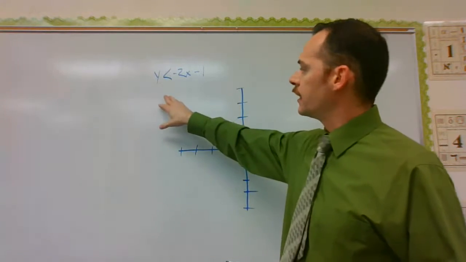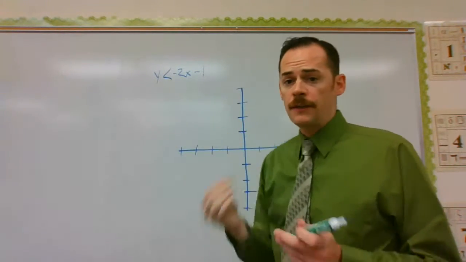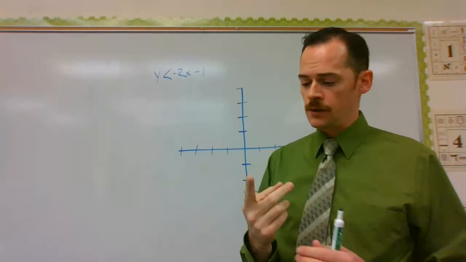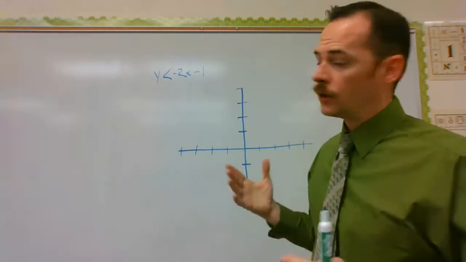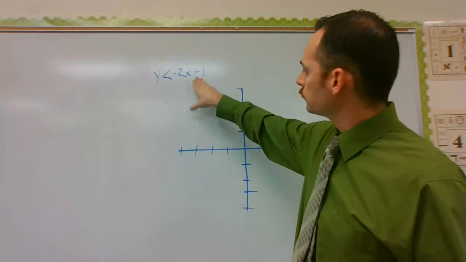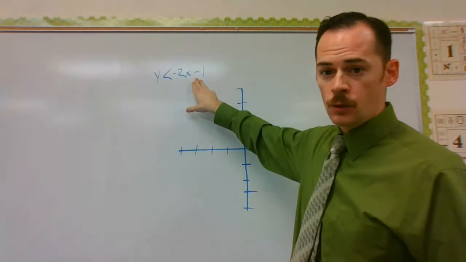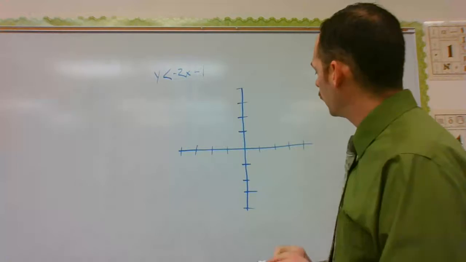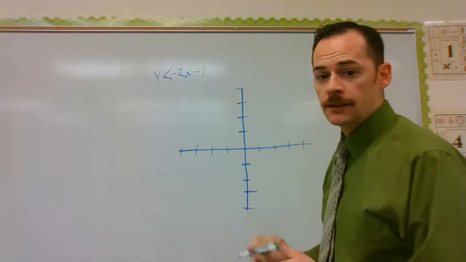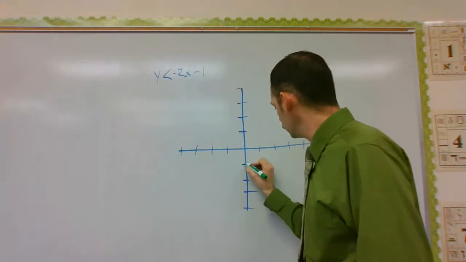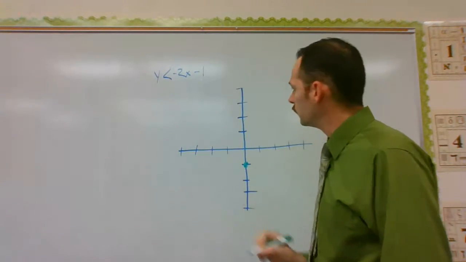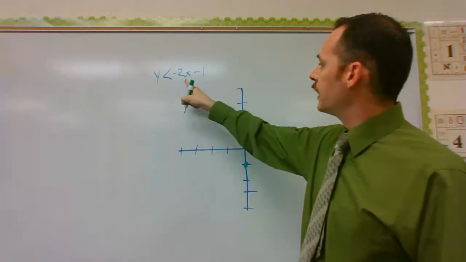We know this is in slope-intercept form. So given that it's in slope-intercept, we know two things. We know the slope and we know the y-intercept. Okay, so we just have to look at the inequality. We have a negative 1 here, which corresponds with the y-intercept. So our y-intercept is at 0, negative 1. And we know that our slope is negative 2.